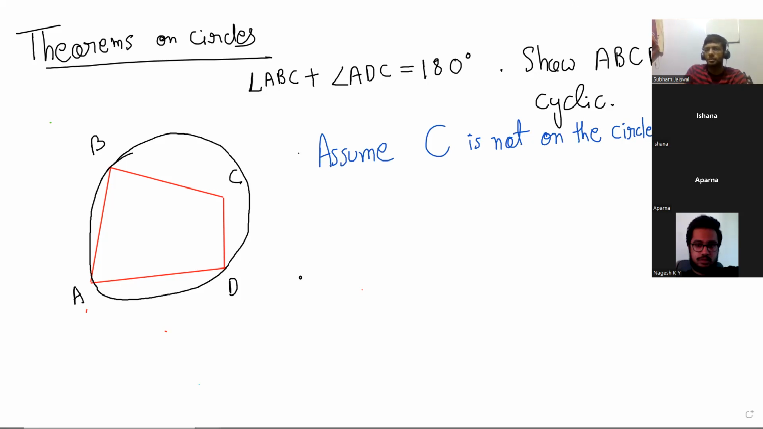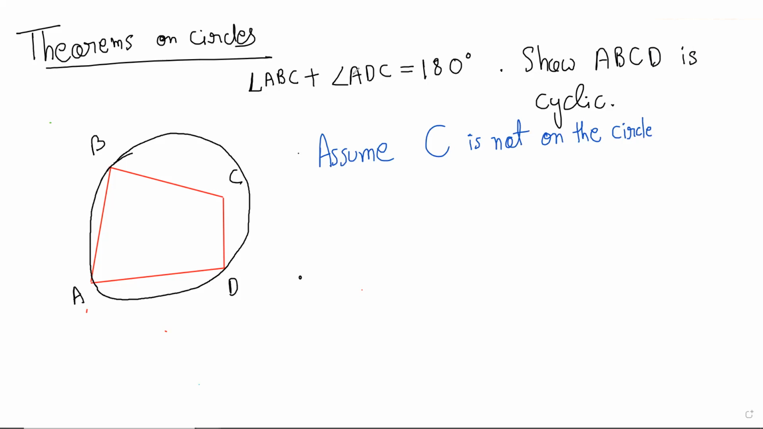Then what do we do? Sir, BCD plus BAD is 180, so it has to be a cyclic quadrilateral. Why? Sir, because of the theorem we just proved, the opposite angles of a cyclic quadrilateral add up to 180 degrees. Yes. So we proved that if it is a cyclic quadrilateral, then the opposite angles are 180 degrees.